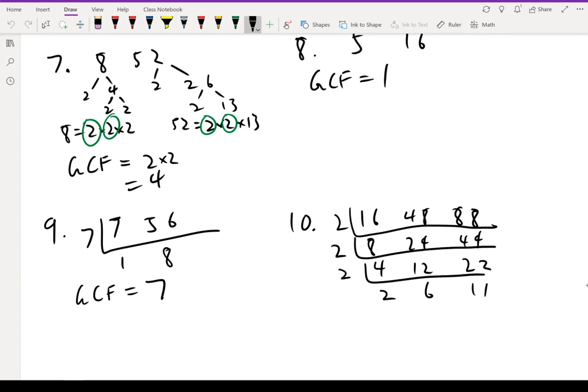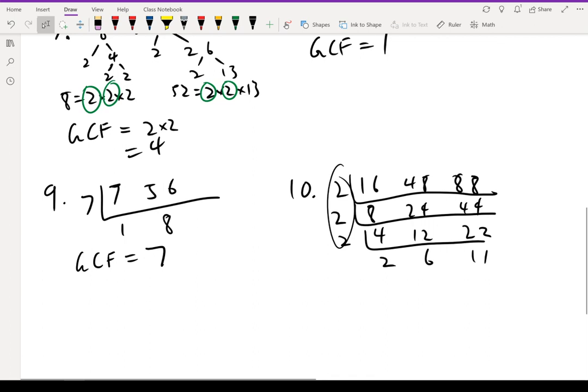No more other common factors. I multiply all these 3 together. Then GCF is equal to 2 times 2 times 2, which is 8. So that's question 10. Question 11.